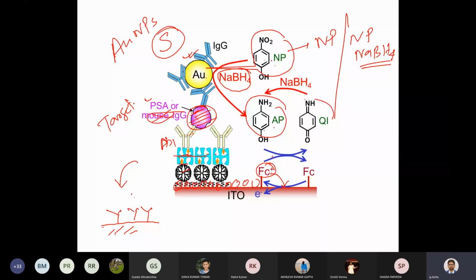This quinonimine again will react with sodium borohydride that is already in the solution. It will form aminophenol again. Then again this aminophenol will react with Fc plus and will form the quinonimine. And then Fc plus will be converted to the Fc0. Now see, Fc plus means it is the higher oxidation state. Fc0 means lower oxidation state.